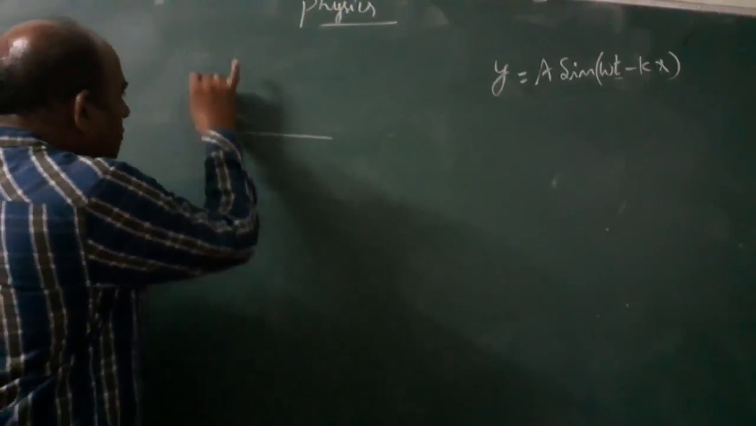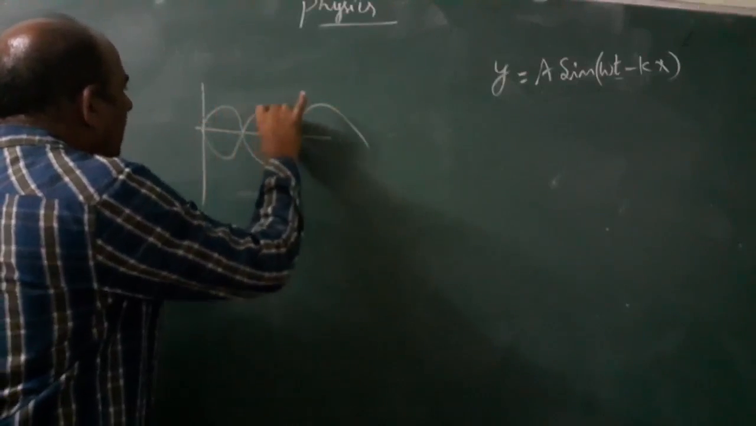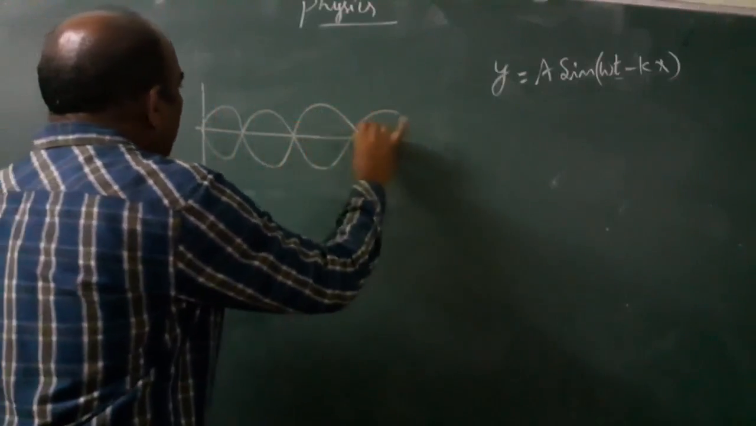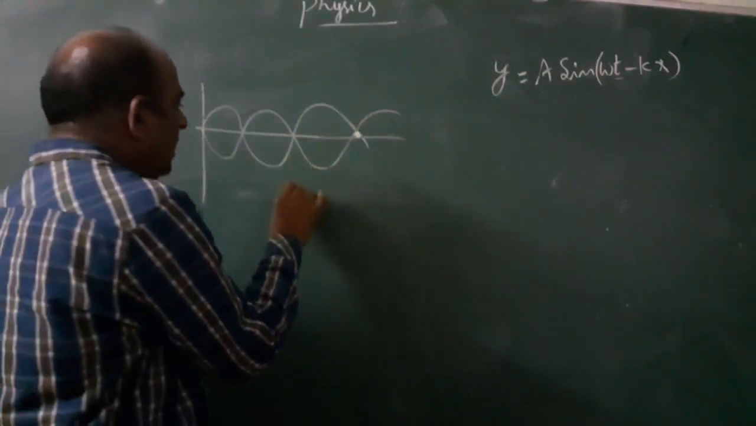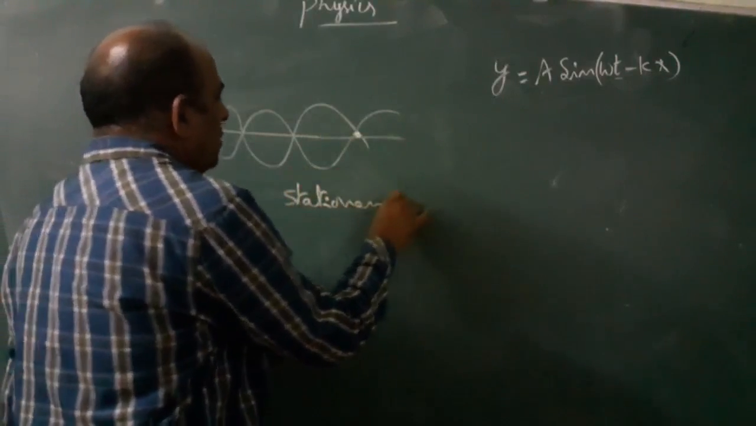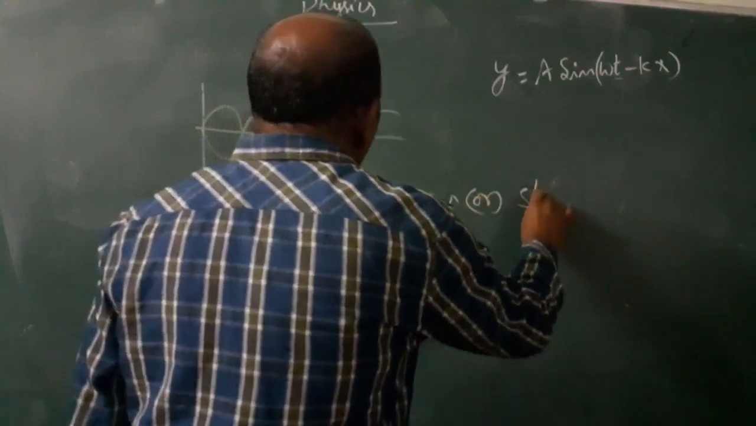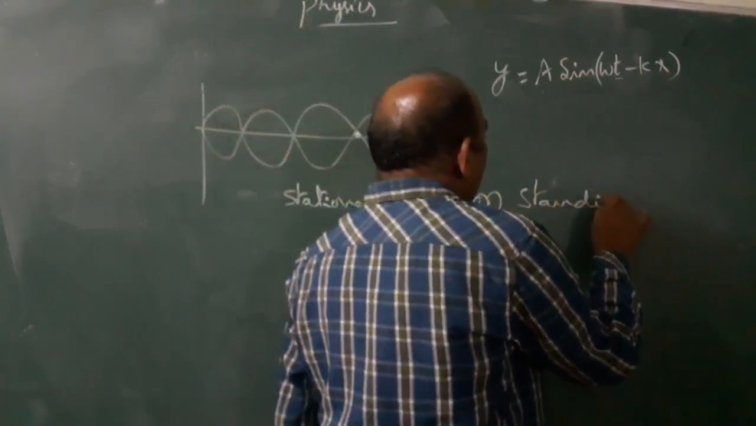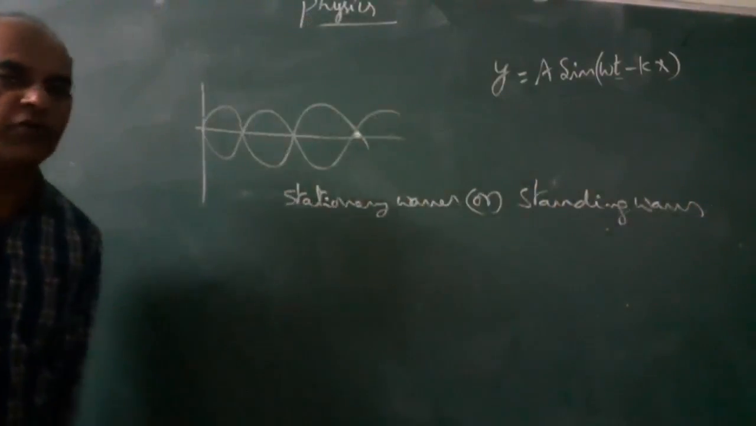If two progressive waves travel in opposite directions and interfere, we get stationary waves. Second topic: stationary waves, also called standing waves.